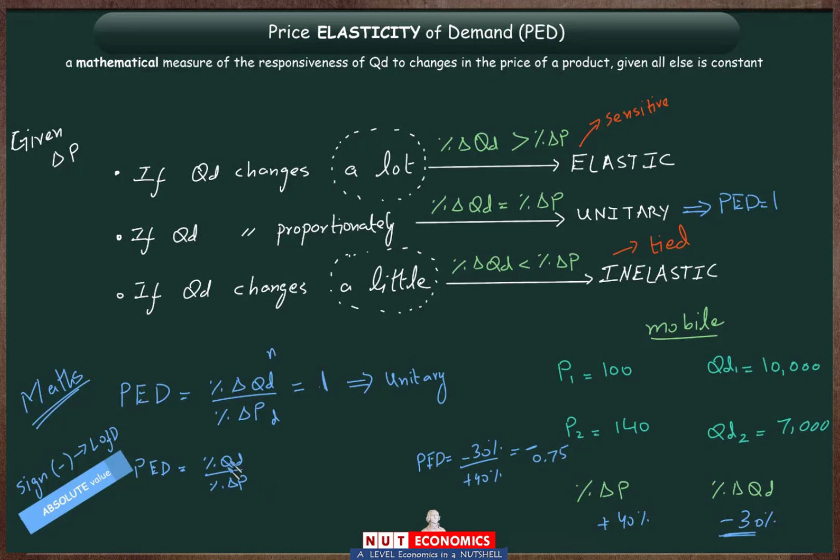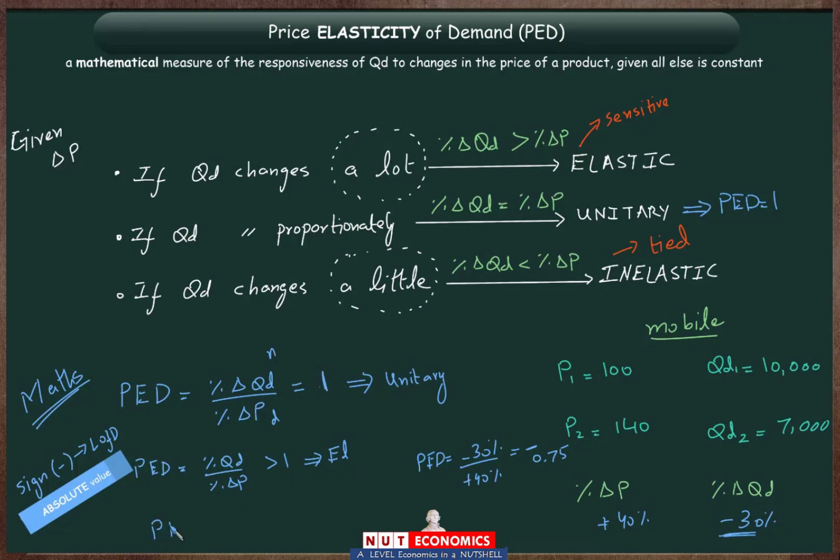Now you see, if this answer turns out to be greater than 1, that is only possible if you divide a larger number by a smaller number, which in this case means that PED will be greater than 1 only if the percentage change in quantity is larger than the percentage change of price, which we said is the elastic case. When percentage change in quantity is larger than the percentage change in price, we said we consider the demand to be responding a lot and therefore be elastic. According to this formula, that would mean the answer would turn out to be greater than 1.